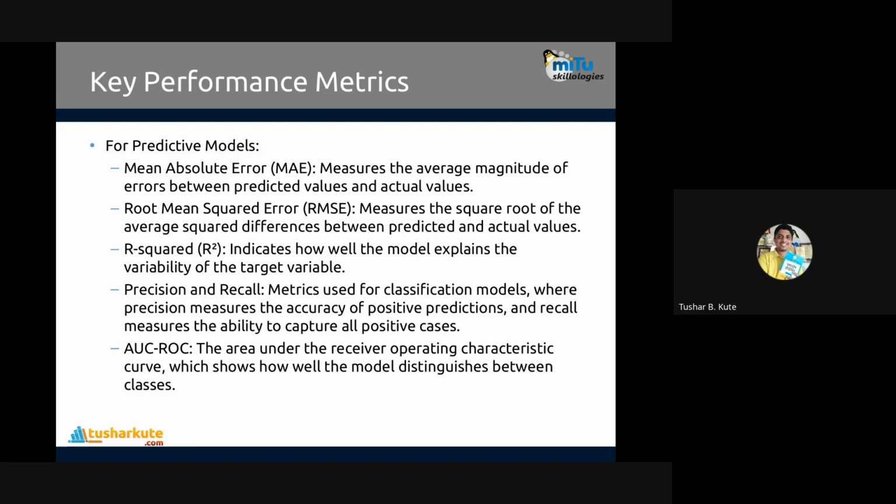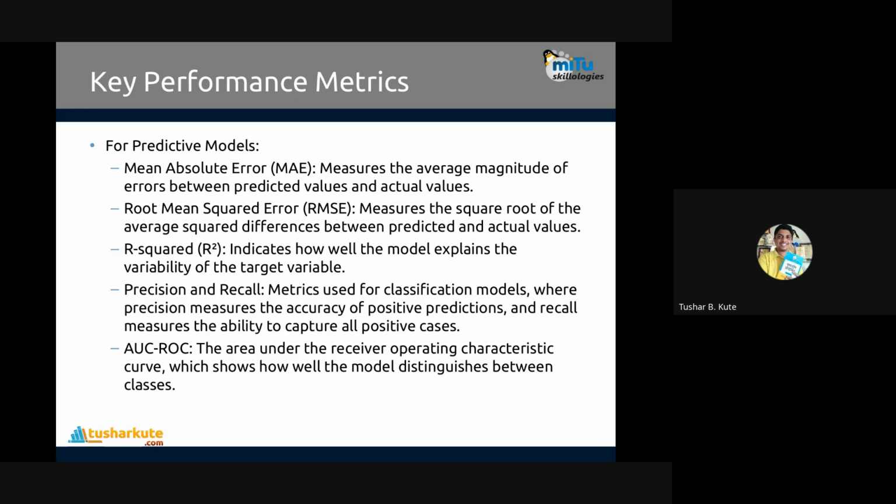I hope you may have learned about RMSE in machine learning. Then R squared error. It indicates how well the model explains the variability of the target variable, meaning how well linearity is modeled. That is shown by R squared error. Precision, recall, ROC, AUC are used for classification modeling basically.